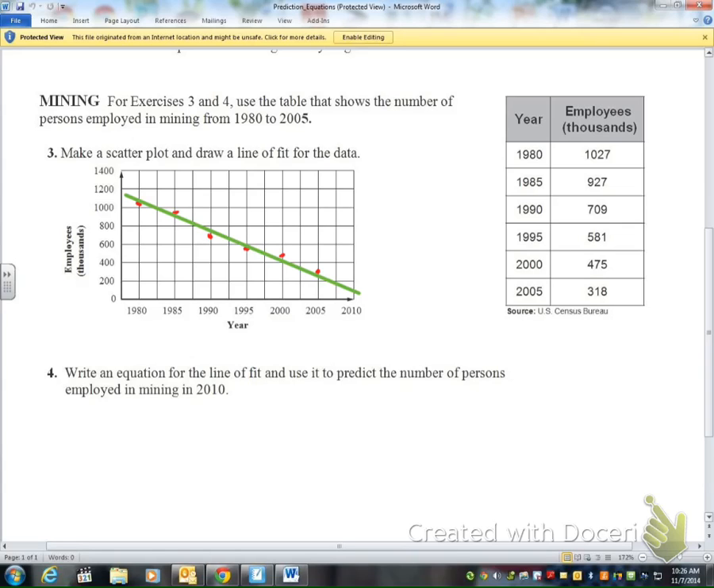Now, for the point of finding an equation, we'll look for the 2 points that are closest to being on the line. I would probably pick that one here and that one here because they're both fairly close.